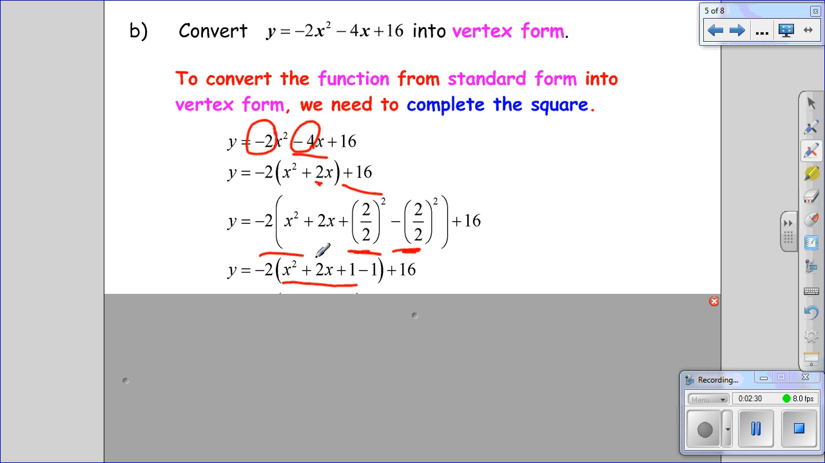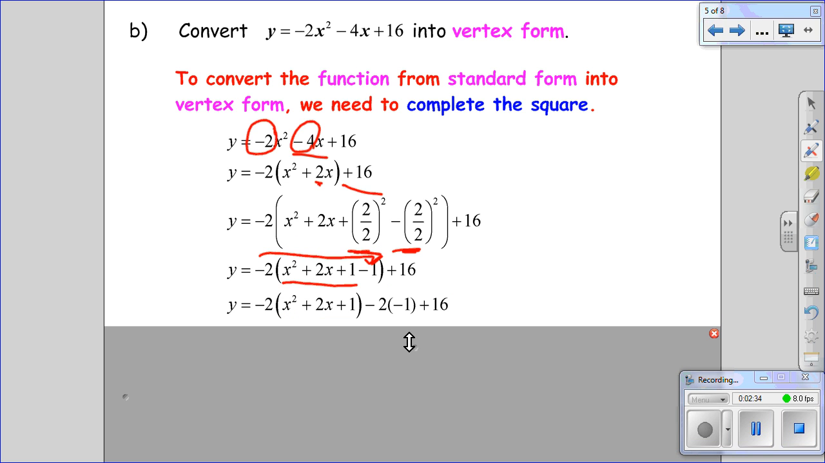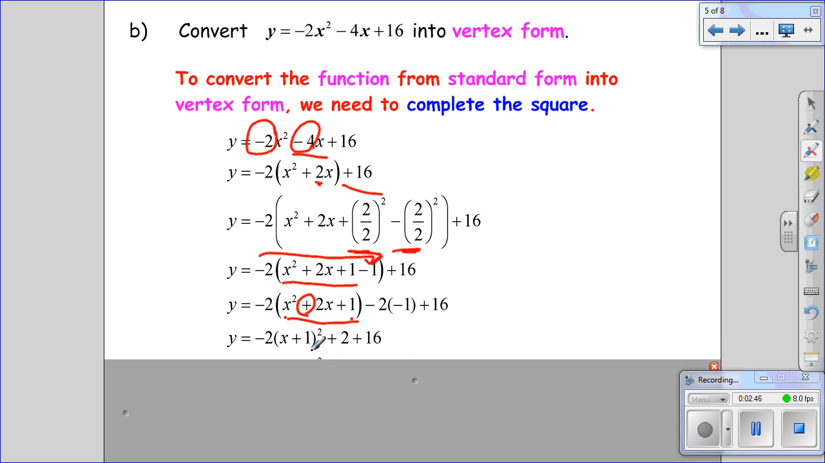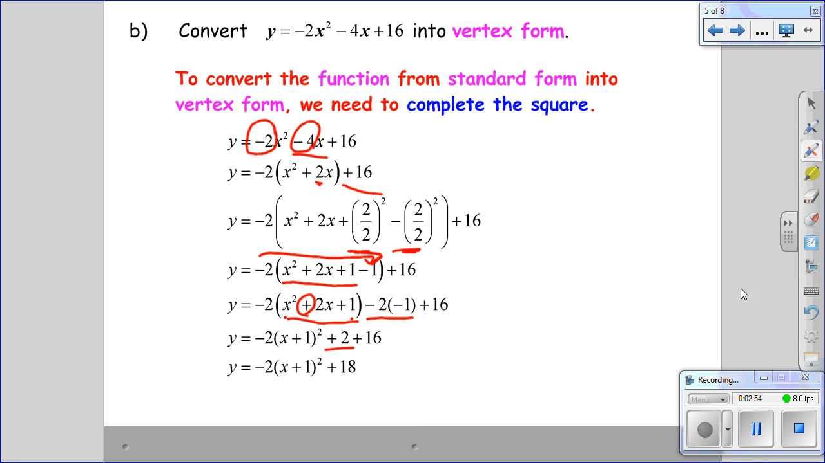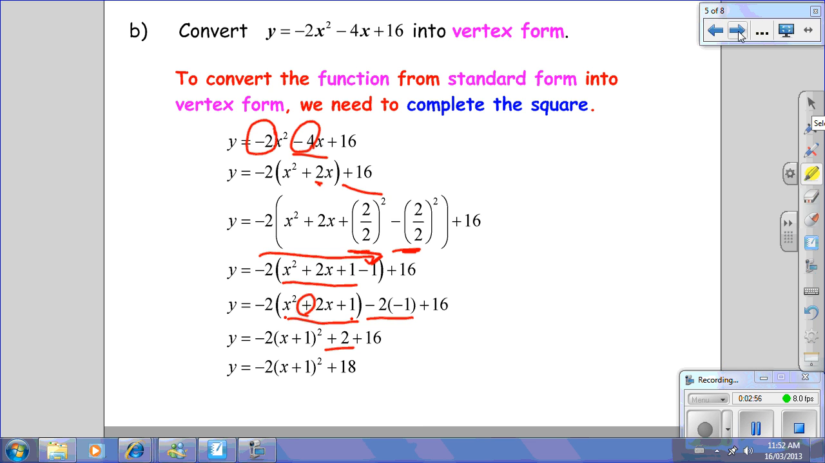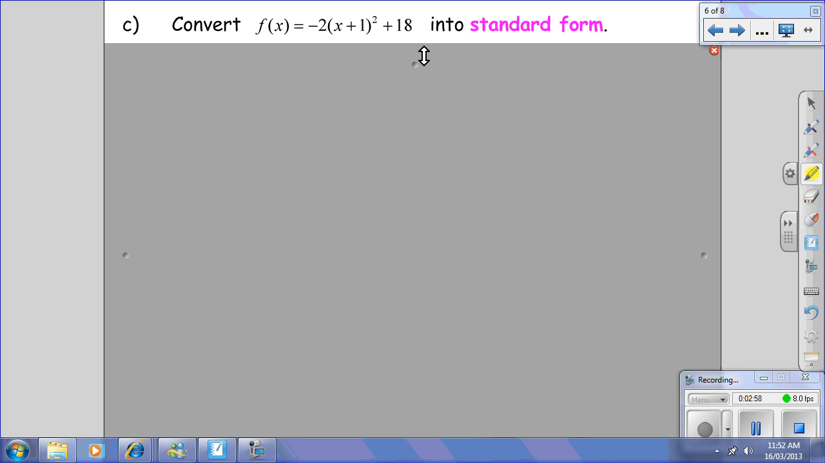So I need to distribute that negative 2 to the negative 1 to bring it out of the bracket. Now I'm left with a perfect square trinomial, and I square root x squared, and I square root 1, and I keep the sign from here. So I end up with negative 2 times x plus 1 squared. Negative 2 times negative 1 gives me positive 2, and I can add the positive 2 and positive 16. And I now have the equation in vertex form.